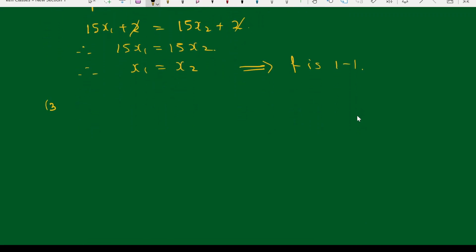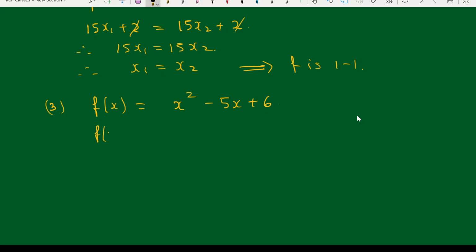Third one, f of x is equal to x square minus 5x plus 6. Sometimes you might get such questions. Check whether it's 1-1 or not. It will be for 1 mark. Very simple questions. No problem.